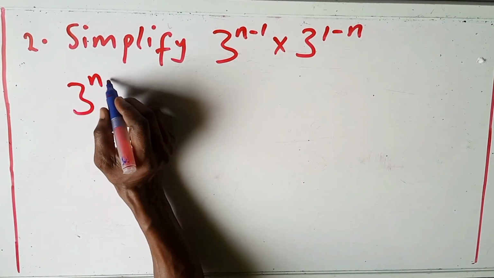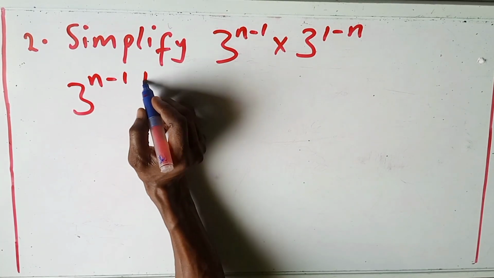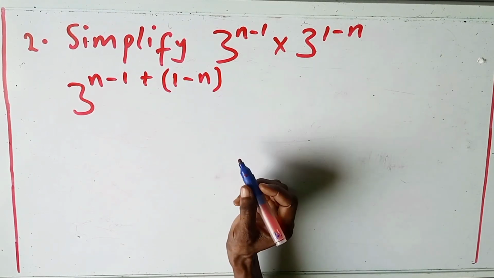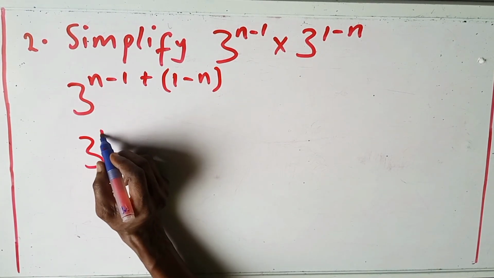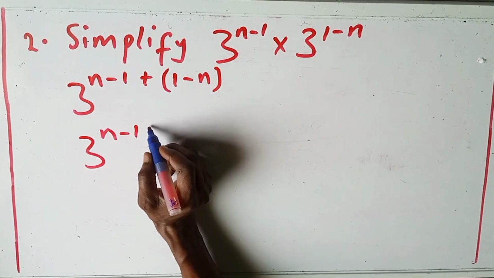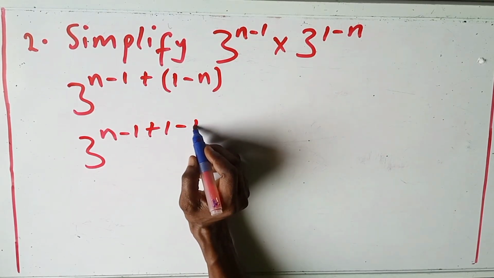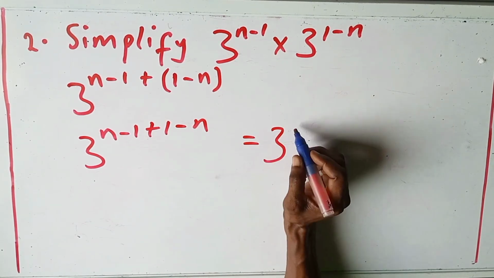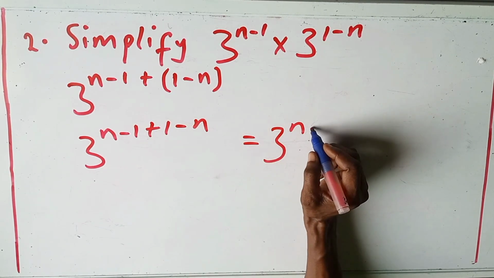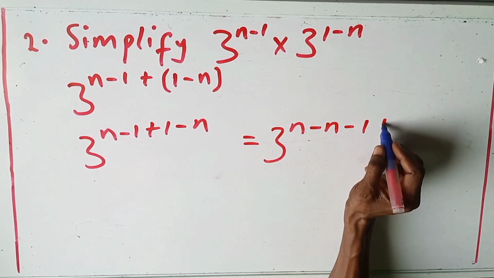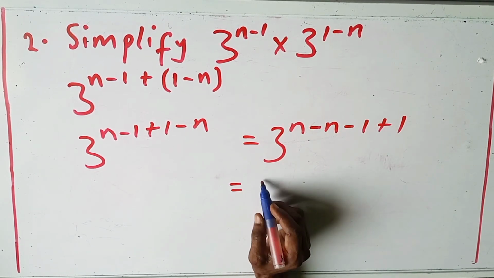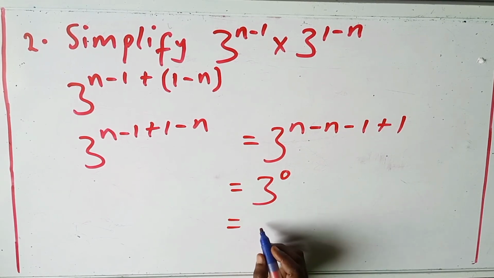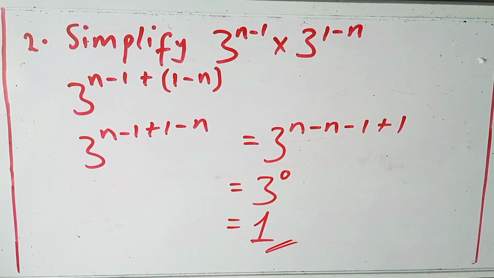So we are going to write it as 3 raised to the power n minus 1 plus, in bracket, 1 minus n. Then the next thing is to open our bracket, which gives us 3 raised to the power n minus 1 plus 1 minus n. Bringing like terms together, n minus n will give you 0, and minus 1 plus 1 will give you 0. So everything now will amount to 3 raised to the power 0. And 3 raised to the power 0 is equal to 1.